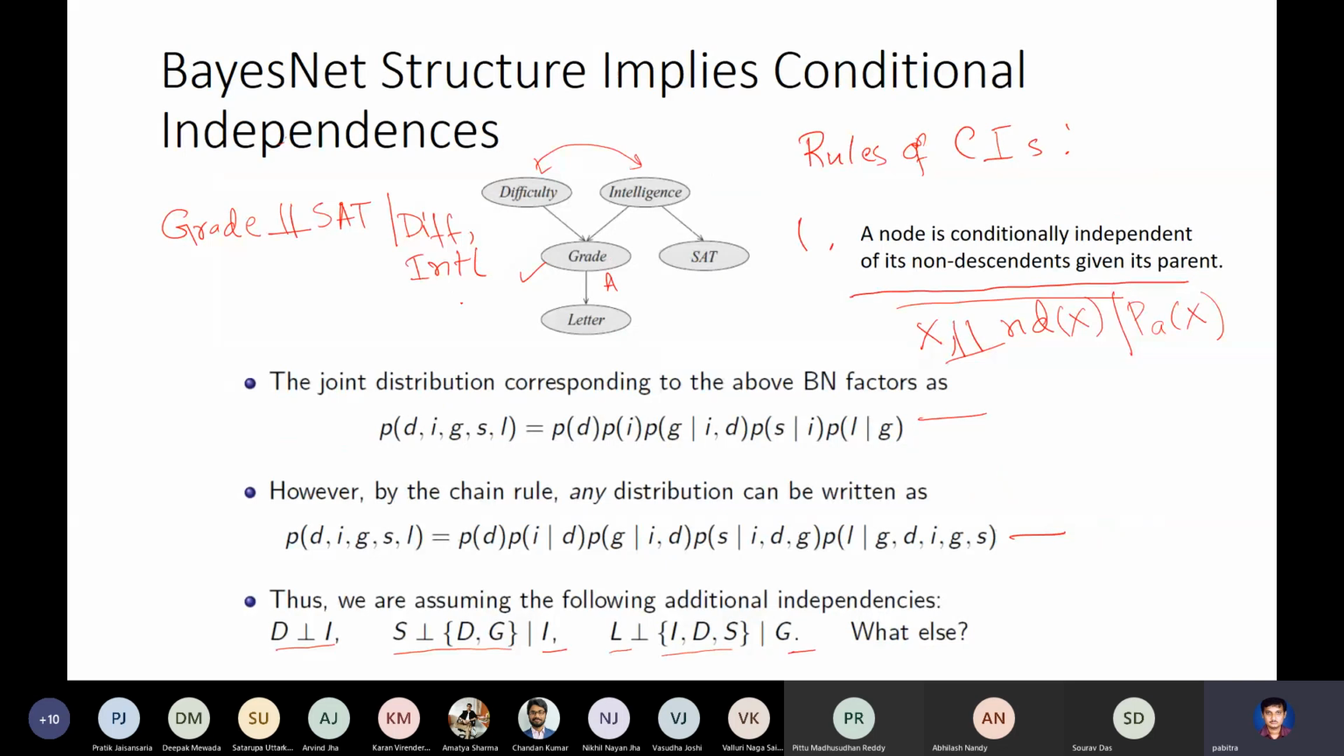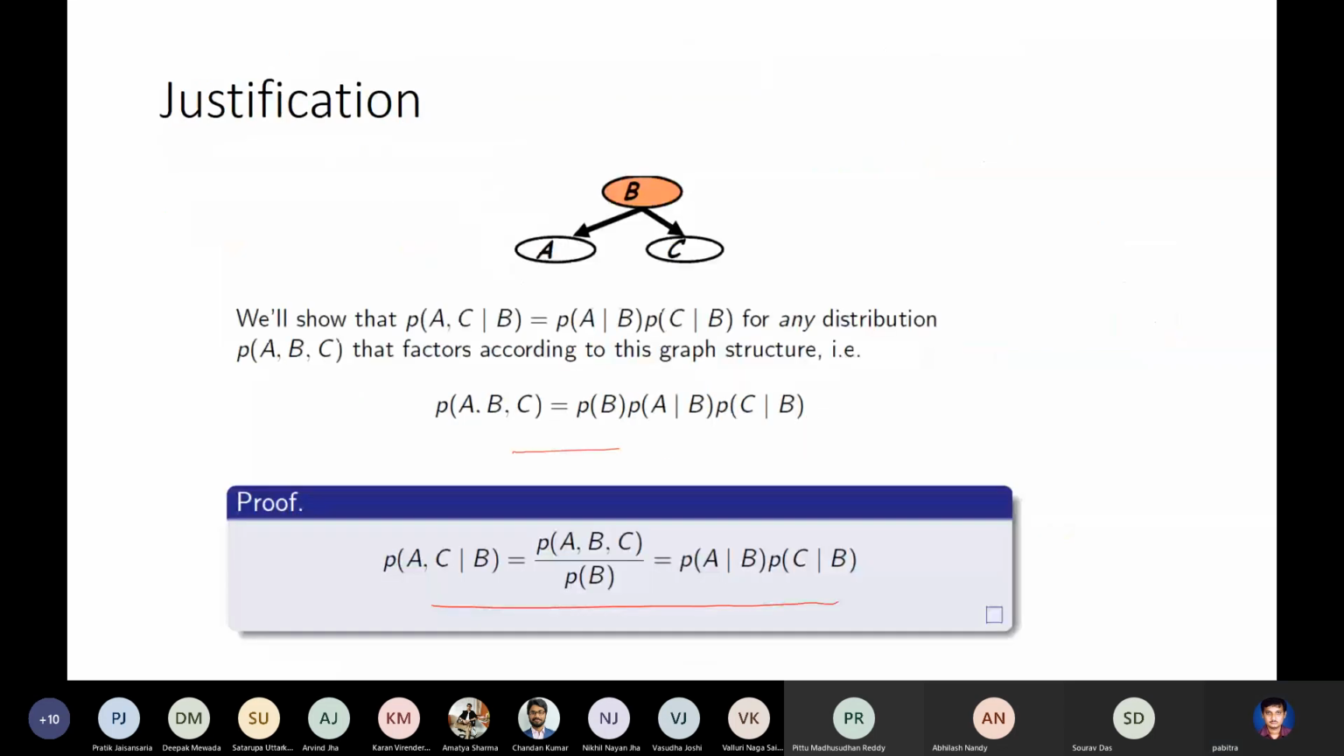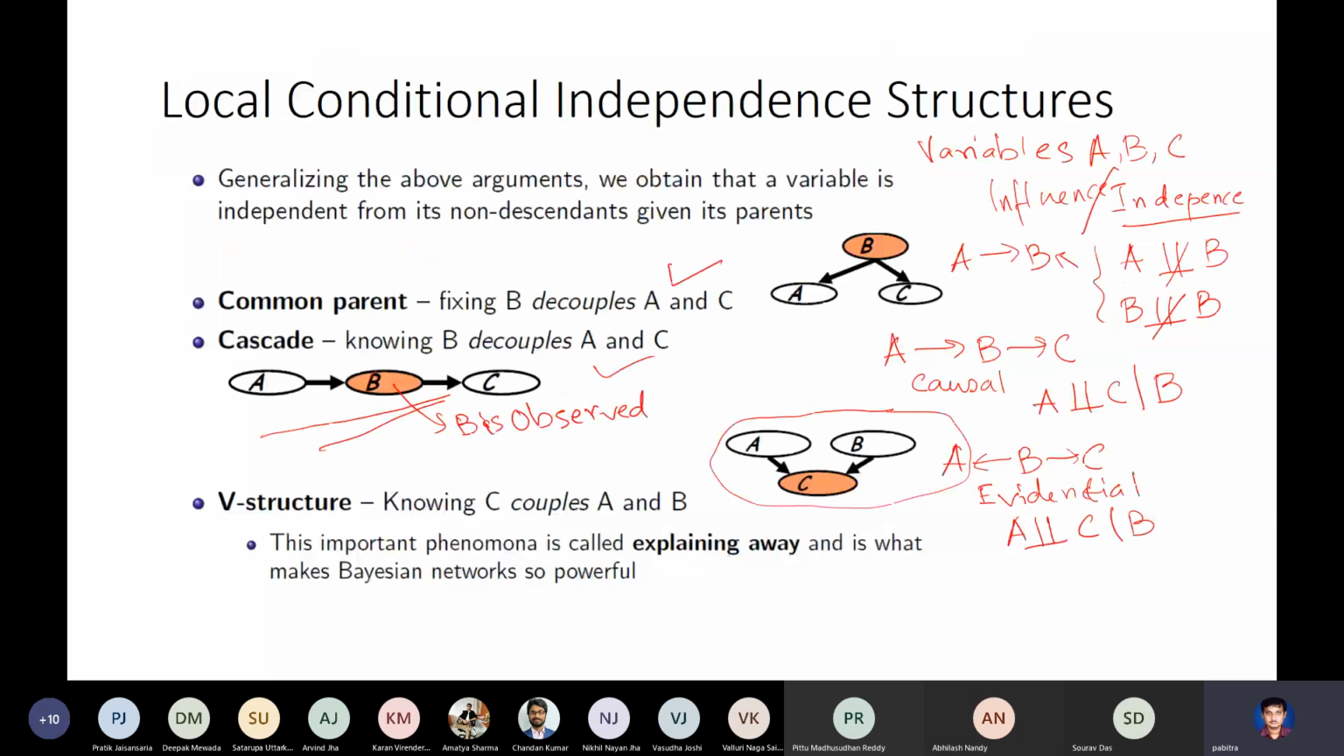Suppose I have observed that the grade is A. Now if I know the person is intelligent and the grade is A, then definitely the course should have been easy. So now I have some coupling between these two. This type of structure is known as explaining away. If you have C, I already have some explanation about A from B.